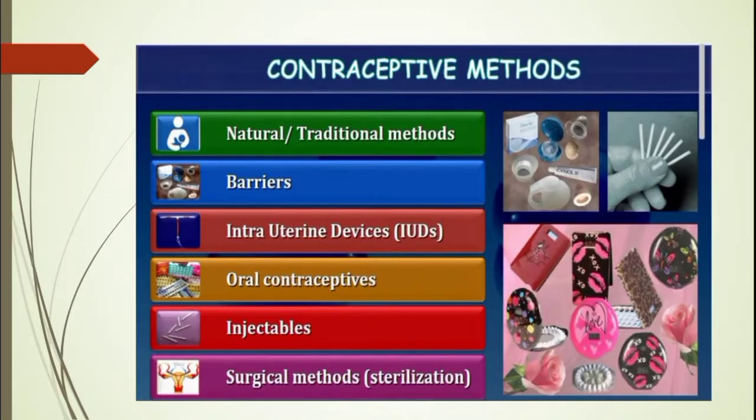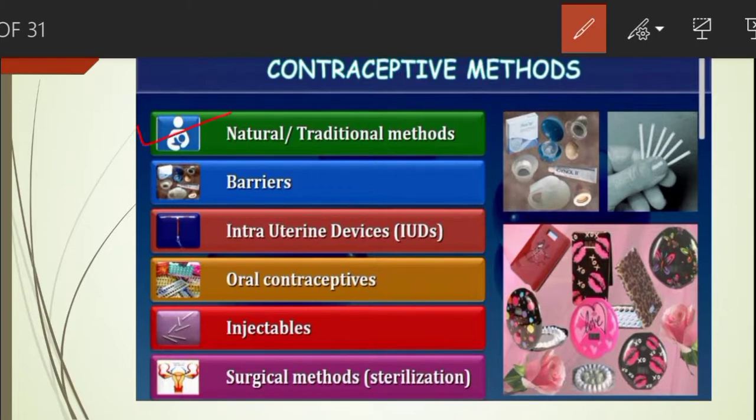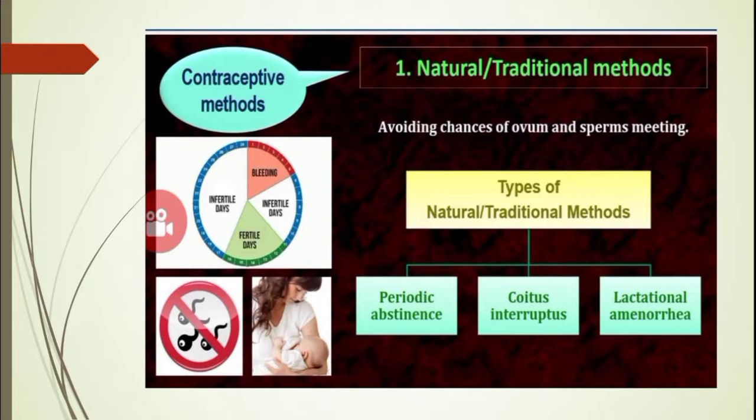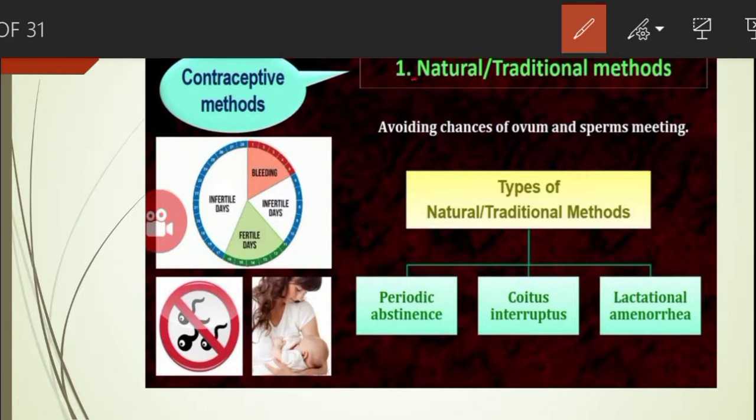There are different contraceptive methods. The presently available wide range of contraceptive methods could be broadly grouped into different categories like natural or traditional methods, barrier methods, intrauterine devices, oral contraceptives, injectables, and surgical methods. Let us study these methods one by one, starting with the first one, that is the natural or traditional method.